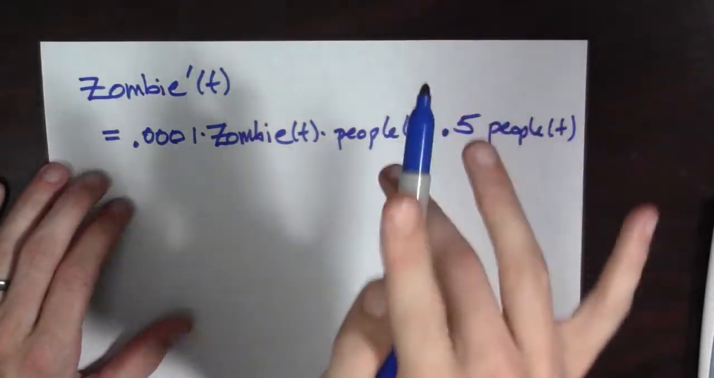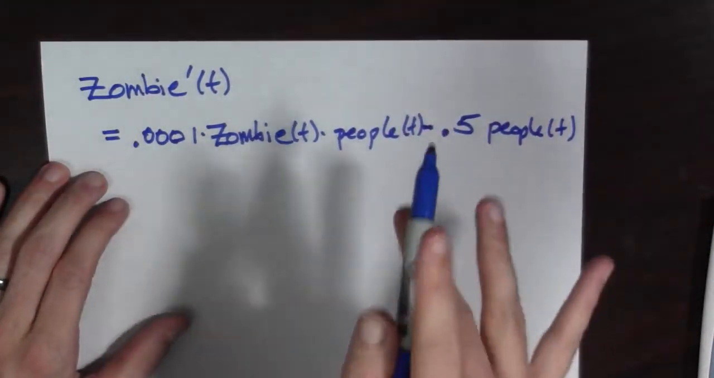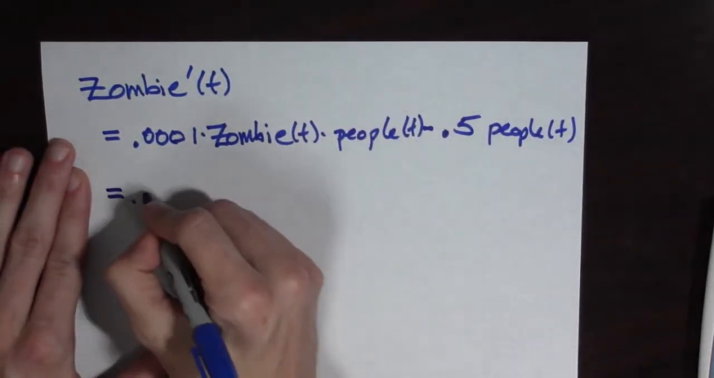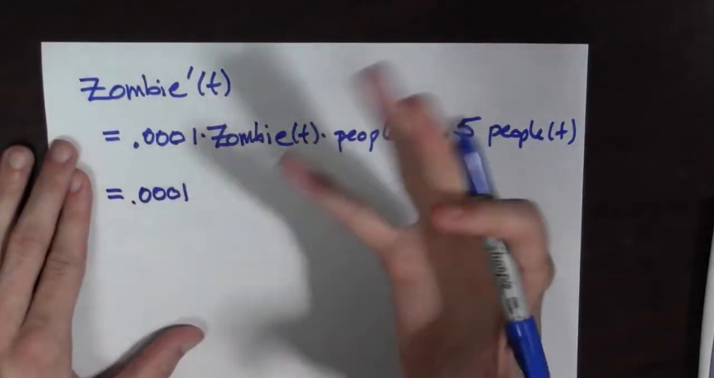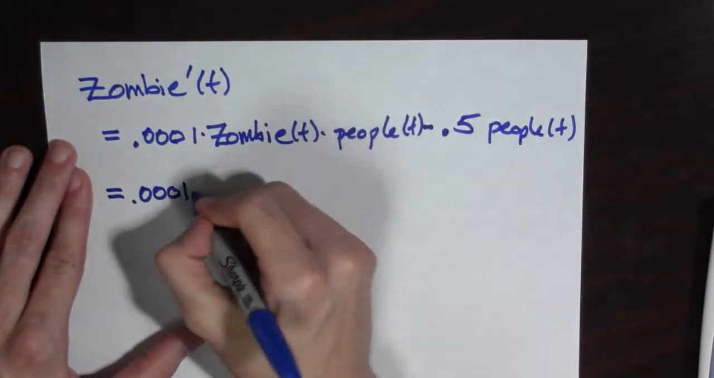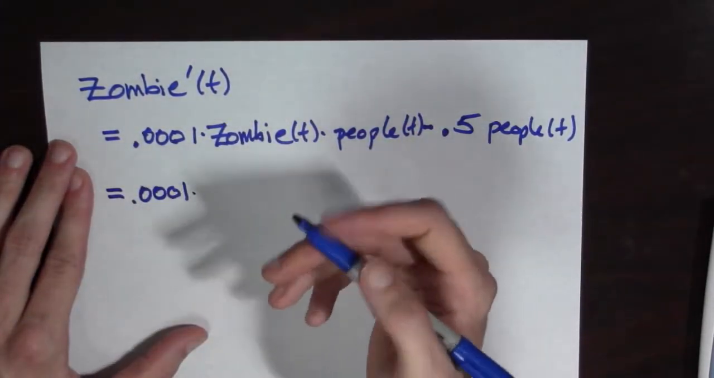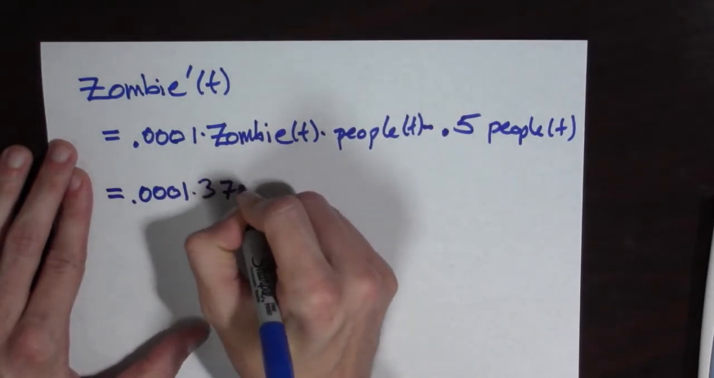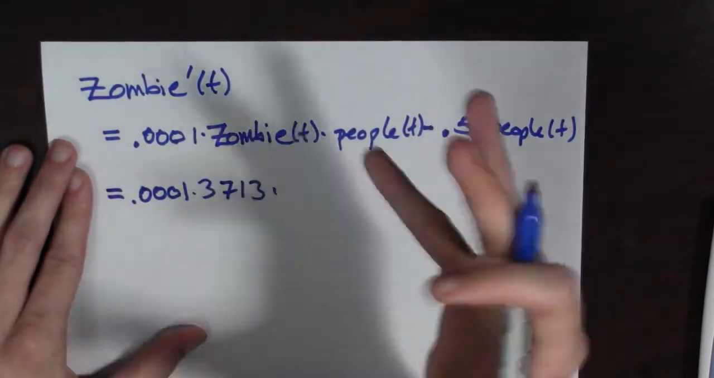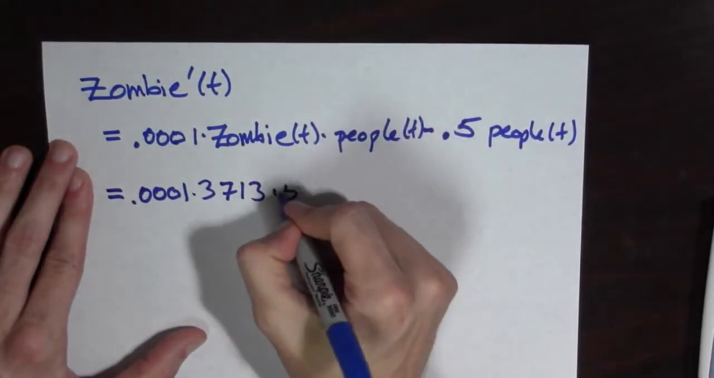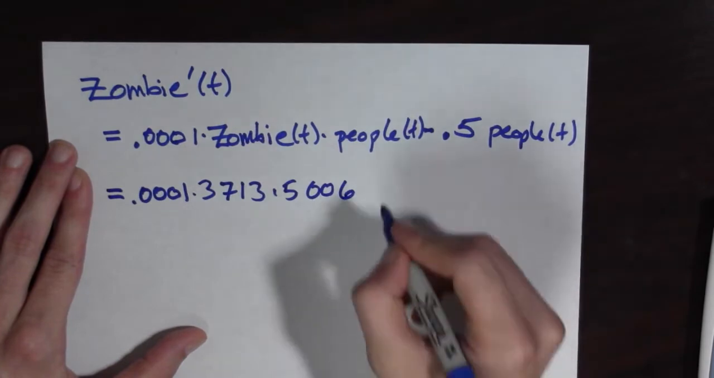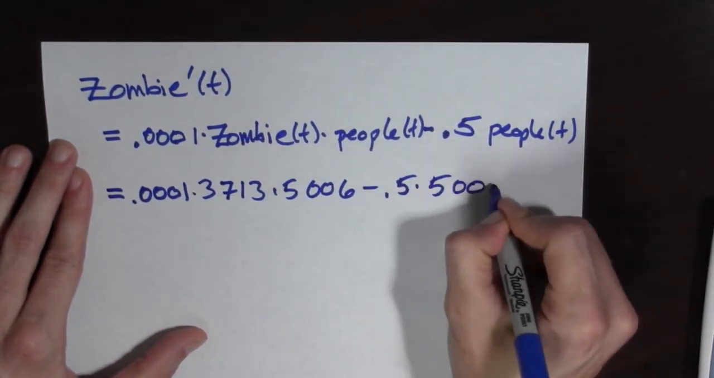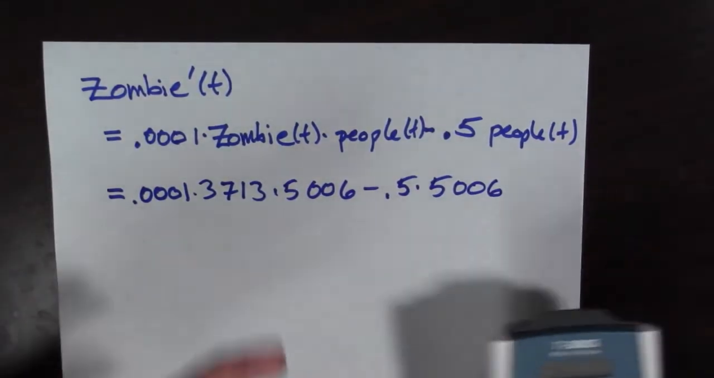However, not all is good on the campus of The Ohio State University, because in the meantime, since we've been chatting about calculus, the number of zombies has risen from 2,999 to 3,713, and the number of people has decreased to 5,006. Oh shoot, what's going on here? Times 5,006. So what's the outlook at this point?